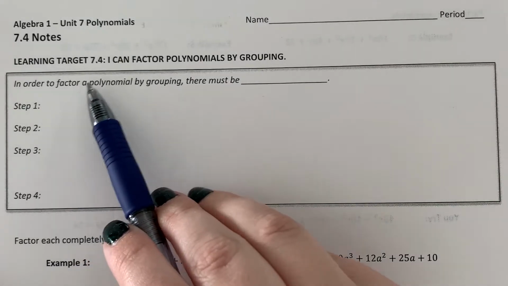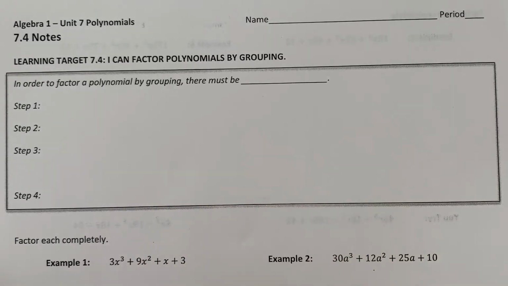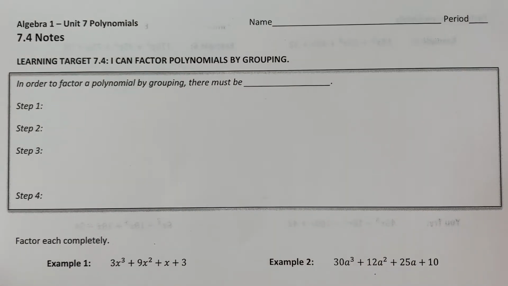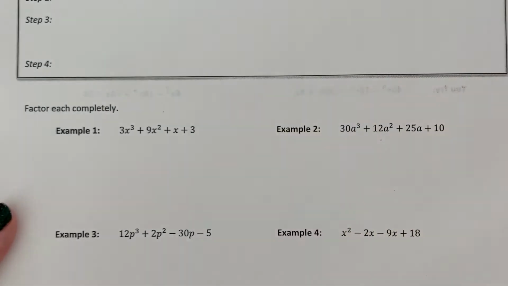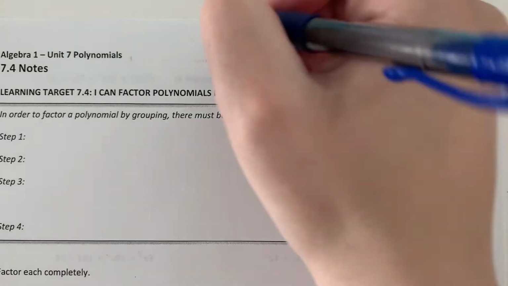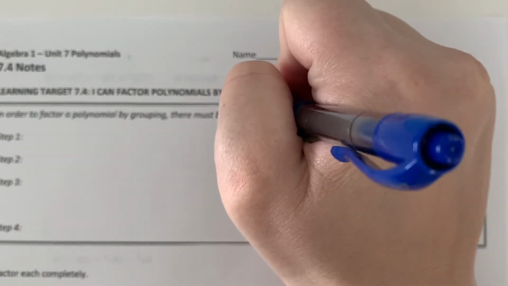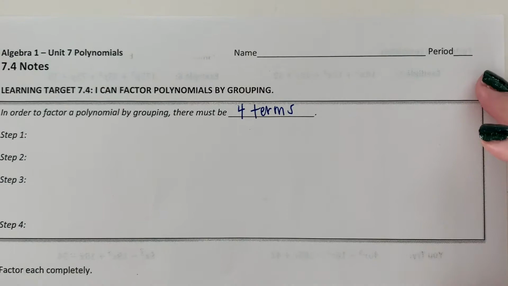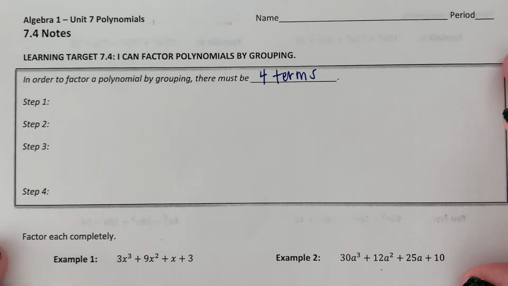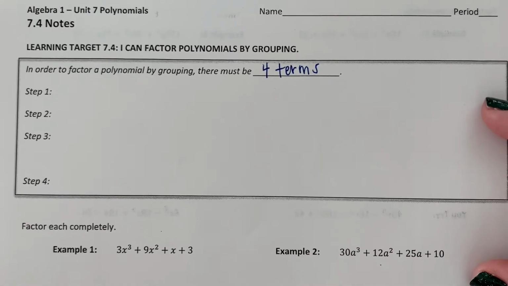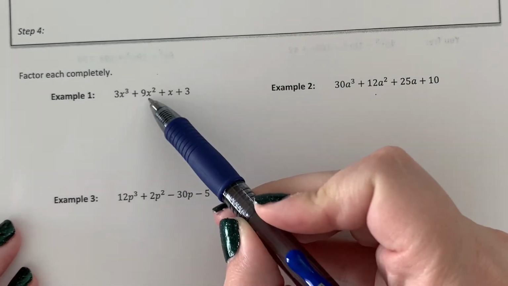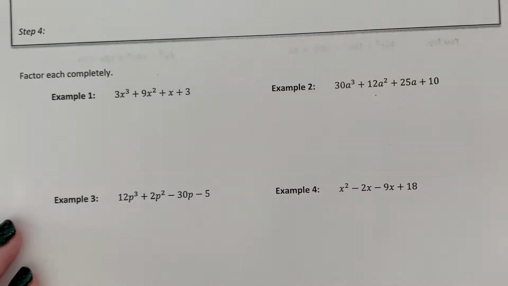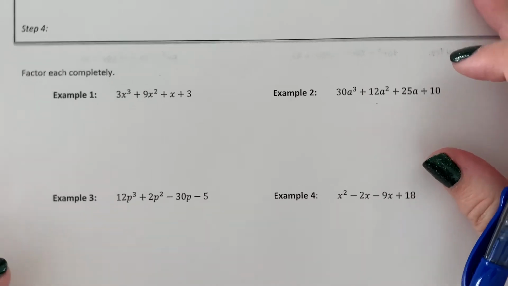In order to factor a polynomial by grouping, if we look at our examples today, all of our examples have 1, 2, 3, 4 terms. So there must be 4 terms. And we can see here also that our terms, for example 1, we have an x cubed, an x squared, an x, and a constant term. So you'll notice that for grouping there are 4 terms and they are set up in that way.